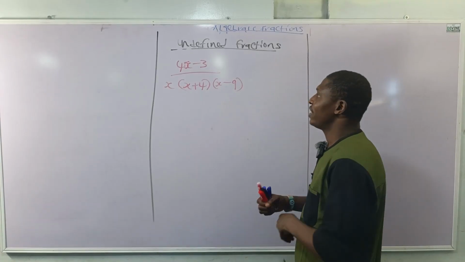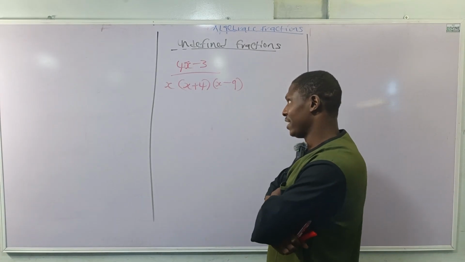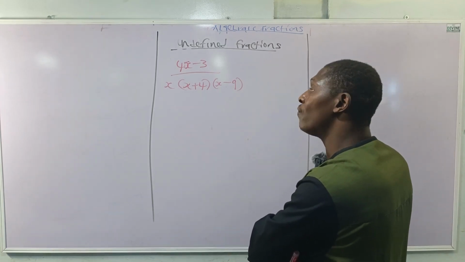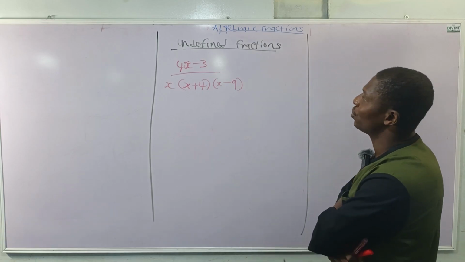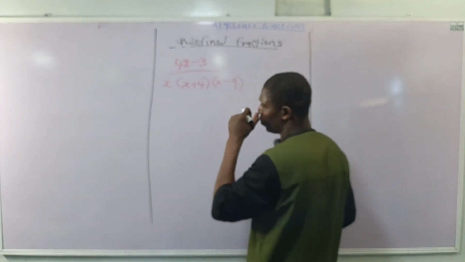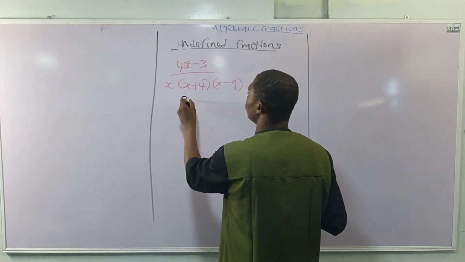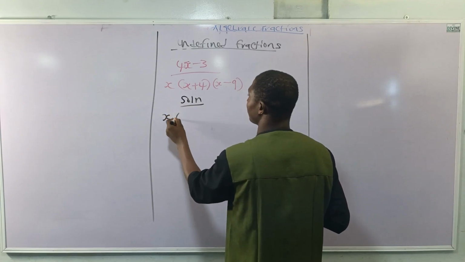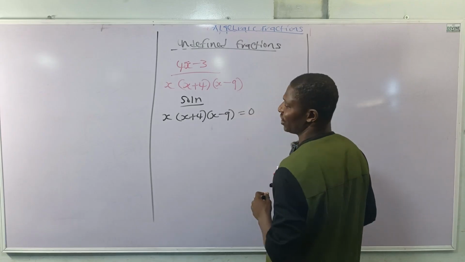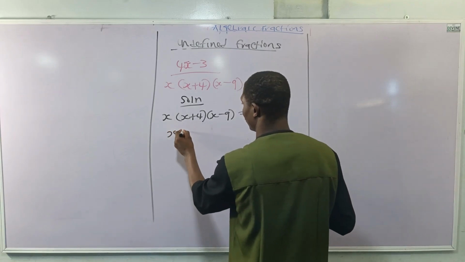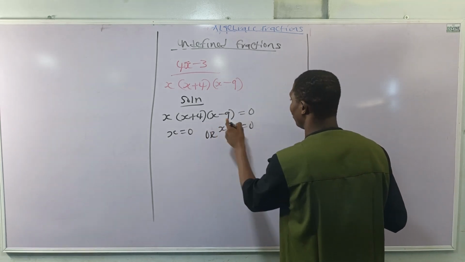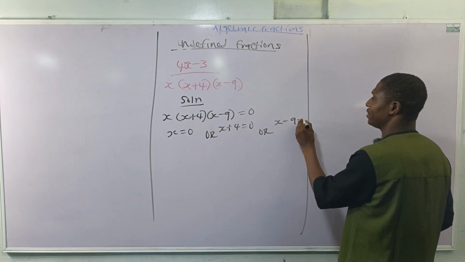So we have (4x minus 3) all over x (x plus 4)(x minus 9). We have to find the value or values of x that make this fraction undefined. Again, all we need to do is to equate the denominator to 0. So we have the solution: x(x plus 4)(x minus 9) equal to 0. This x here will be equal to 0, or x plus 4 will be equal to 0, or x minus 9 is equal to 0.